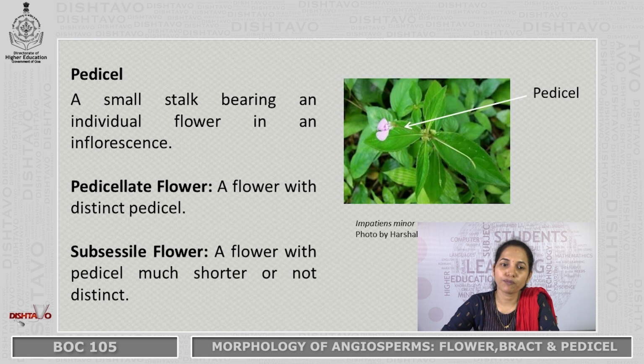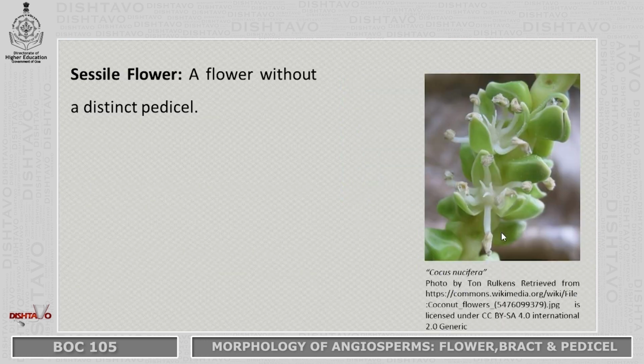In the case of a pedicellate flower, here you can see the attachment of the flower to the main stem with the help of a stalk, which is referred to as pedicel. A sessile flower is a flower without a distinct pedicel. In the case of a sessile flower, the flowers are directly attached to the floral axis without any specialized stalk.